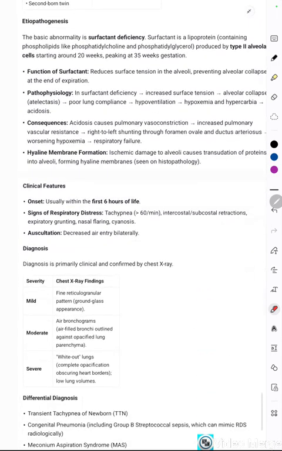Now, what is the pathogenesis? The pathogenesis is surfactant deficiency, because the type 2 pneumocytes that produce the surfactant will not be mature if the baby is born at less than 34 weeks. The function of the surfactant is that it reduces the surface tension, and when there is a lack of surfactant, the surface tension increases, because of which there is alveolar collapse or atelectasis.